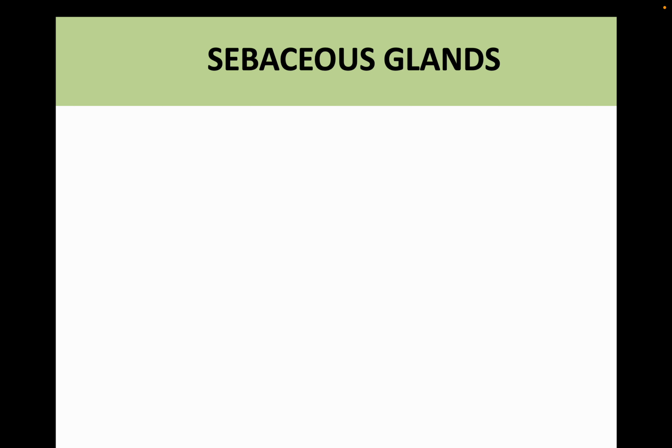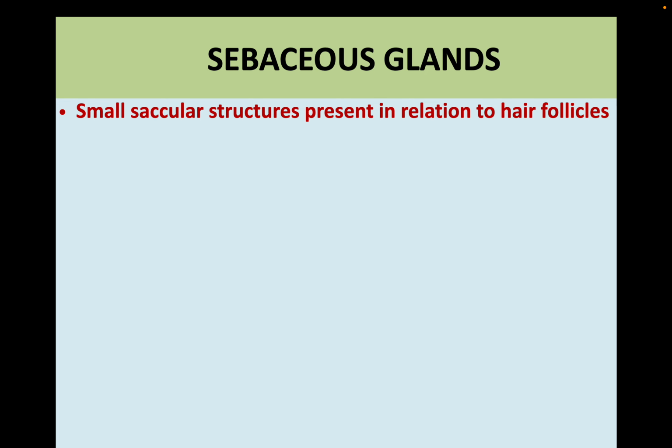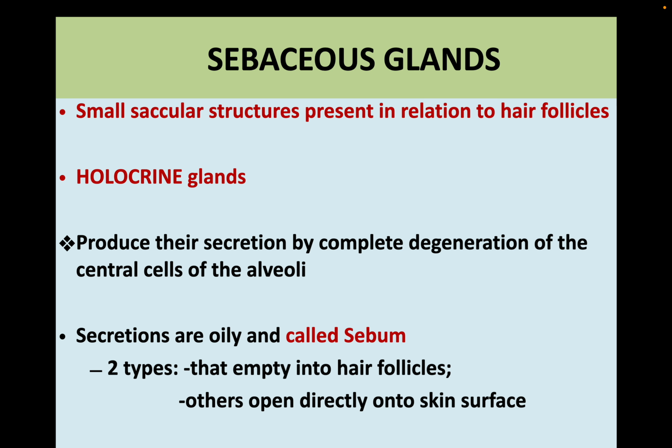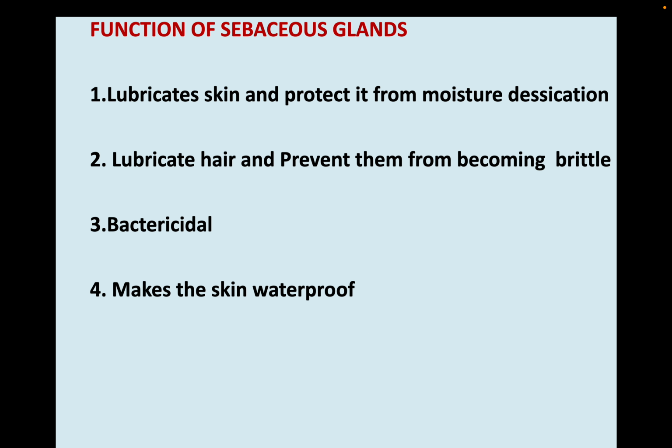Coming to the sebaceous glands, small saccular structures present in relation to hair follicles. These are holocrine glands, they produce their secretions by complete degeneration of the central cells of alveoli. Secretions are oily and called sebum. Two types are there: one that empties into the hair follicle and the other opening directly onto the skin surface. So two types are there.